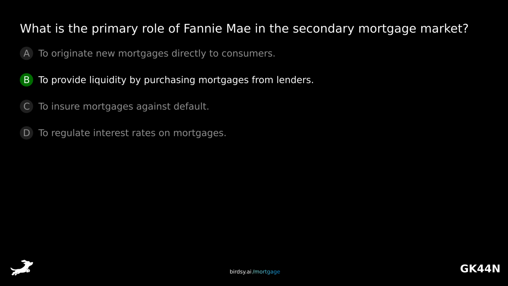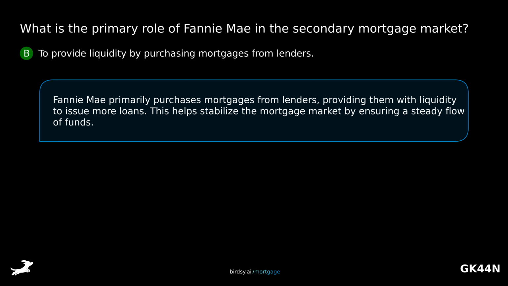The answer is B, to provide liquidity by purchasing mortgages from lenders. Fannie Mae primarily purchases mortgages from lenders, providing them with liquidity to issue more loans. This helps stabilize the mortgage market by ensuring a steady flow of funds.